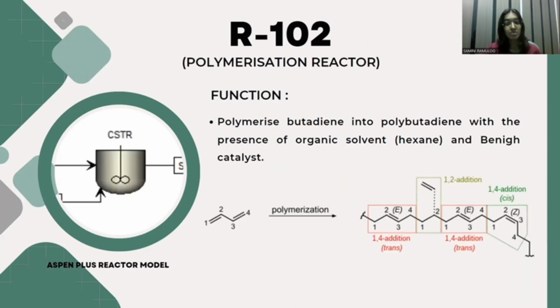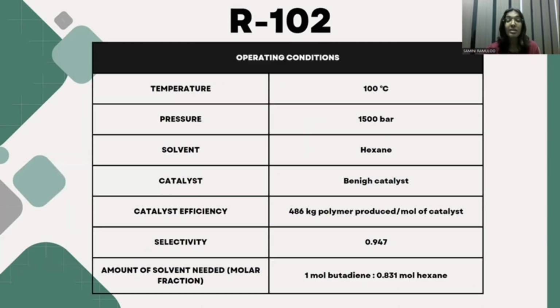The next unit is a polymerization reactor, which functions to polymerize butadiene into polybutadiene with the presence of the organic solvent hexane and also benzene catalyst. The polymerization reactor operates at a temperature of 100 degrees Celsius and a pressure of 1500 bar. The solvent that we used is hexane, and the catalyst is benzene catalyst, with an efficiency of 486 kg of polymer produced per mole of catalyst used. The selectivity of this unit is 0.947, and for 1 mole of butadiene, 0.831 mole of hexane solvent is needed.